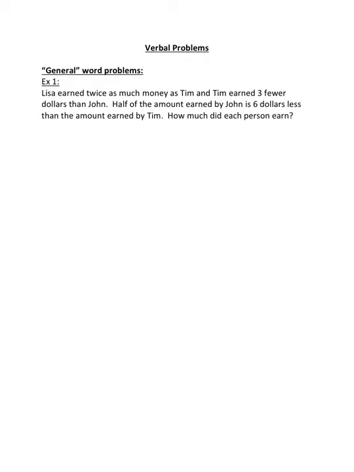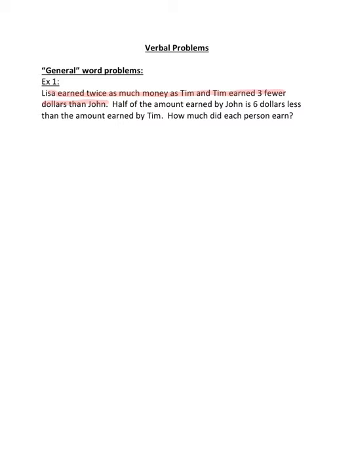read it says Lisa earned twice as much money as Tim, and Tim earned 3 fewer dollars than John. So they're comparing the amount of money that Lisa has to the amount of money that Tim has, and also to the amount of money that John has. What we're going to do is we're going to try to create let statements that use variables to show those comparisons of amounts, and then we're going to try to set up an equation.